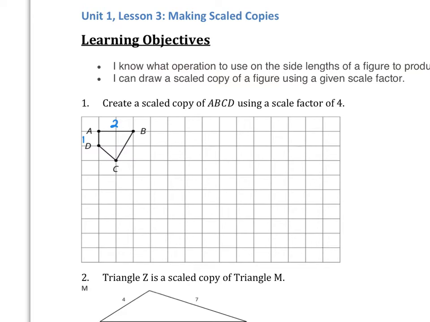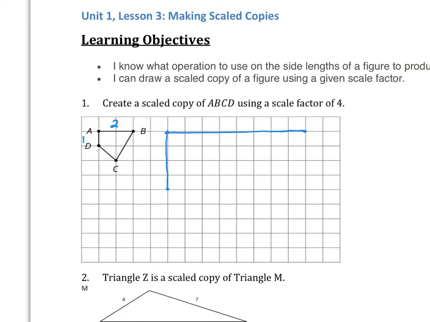So 2 times 4 is 8. So I'm going to draw a line that is 8 units long. So if we start here, 1, 2, 3, 4, 5, 6, 7, 8. I want to end here. Remember, when you're in Notability, you can press and hold and it'll draw a straight line for you. Okay, for going down, I'm going to multiply by 4, which ends here. So I'm going to draw that line down.